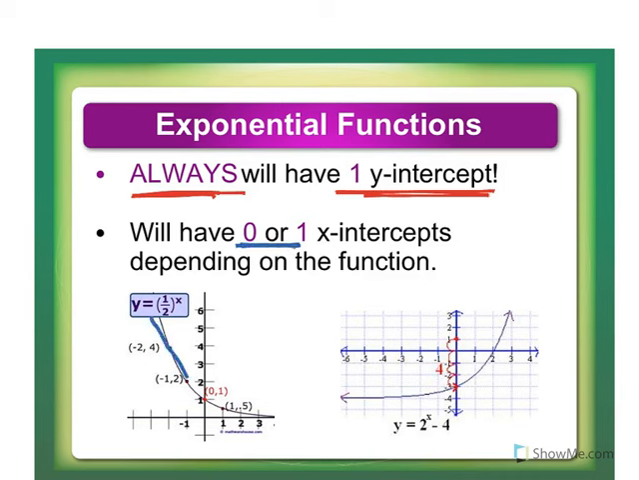Sometimes a graph will approach the x-axis like this first example, but it will never ever cross it, just like we talked about in 7.2. That one does not have an x-intercept. However, the second visual over here shows that it does cut through the x-axis right here at the point (2, 0). So this one does have an x-intercept, whereas the first one did not. So just remember, there will always be a y-intercept, but there may or may not be one x-intercept.